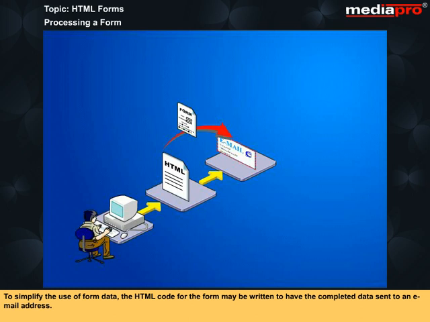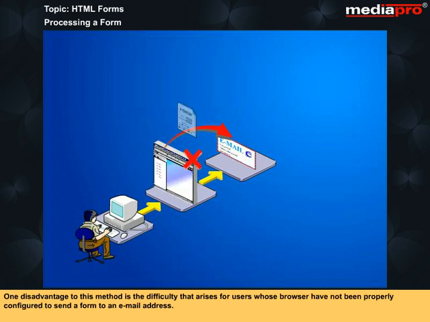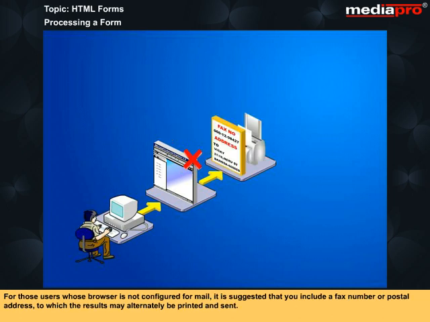To simplify the use of form data, the HTML code for the form may be written to have the completed data sent to an email address. This is the method that will be used in this class. One disadvantage to this method is the difficulty that arises for users whose browsers have not been properly configured to send a form to an email address. For those users whose browser is not configured for mail, it is suggested that you include a fax number or postal address to which the results may alternately be printed and sent.